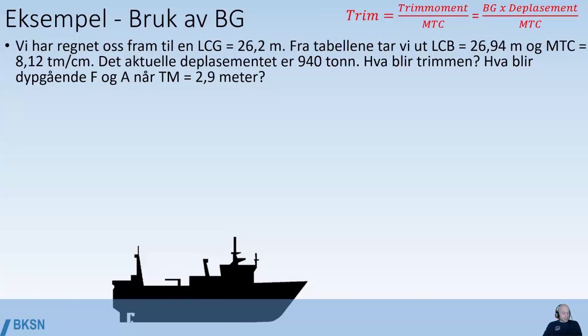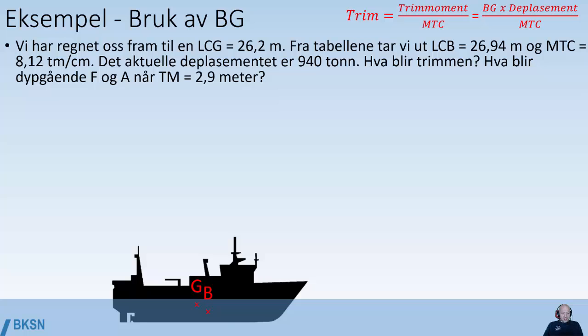We have calculated a longitudinal center of gravity that is 26.2 meters. From the stability tables, we take out a longitudinal center of buoyancy of 26.94 and a moment to change trim of 8.12 ton meters per centimeter. Displacement at this draft is 940 tons. What will the trim be and what will draft forward and aft be when the draft amidships is 2.9 meters?